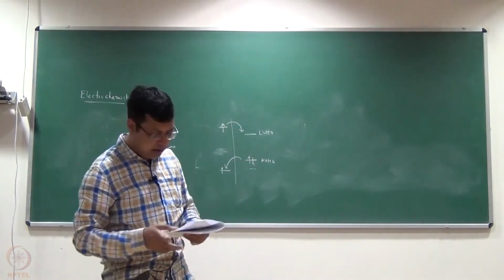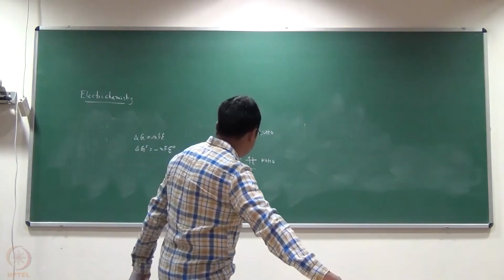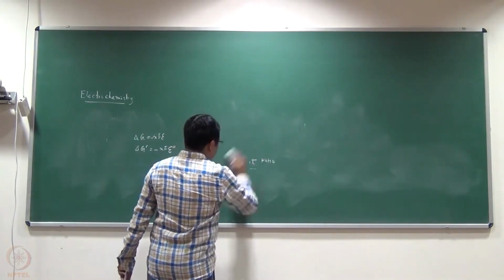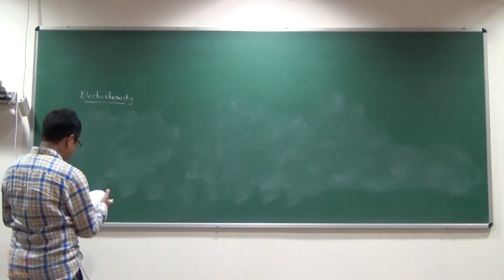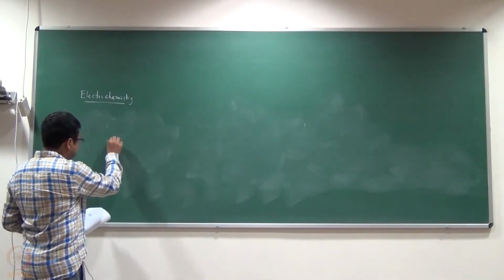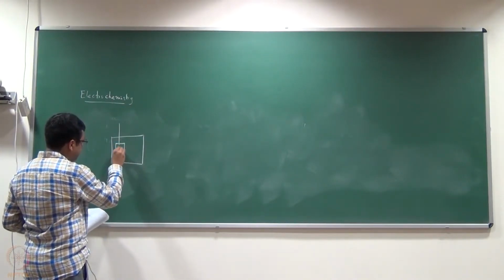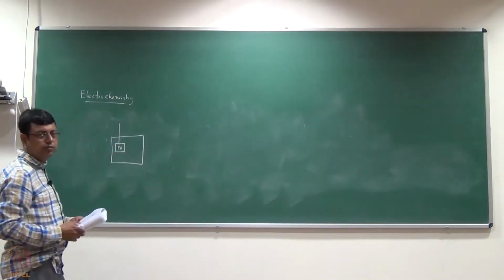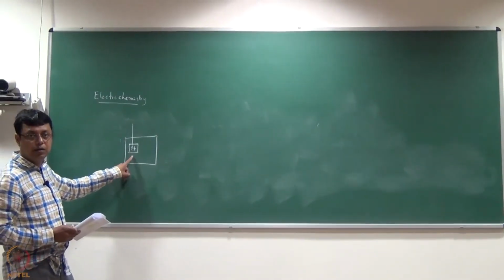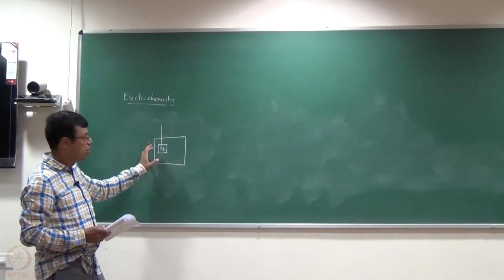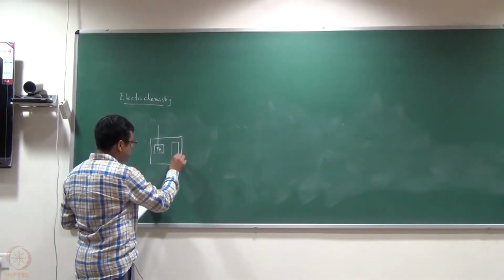And I have a very interesting setup here. Suppose I have some solution, and I have just dipped a platinum electrode here. This is not a standard hydrogen electrode. This is just a platinum metal dipped in a solution. On the other side, I have some electrode which is the silver chloride electrode.